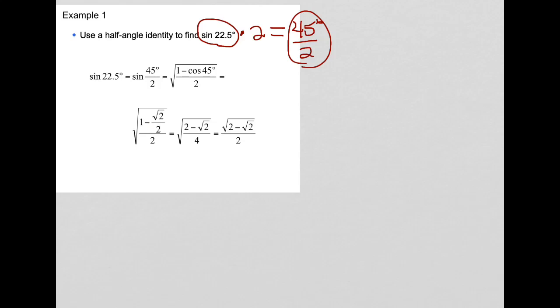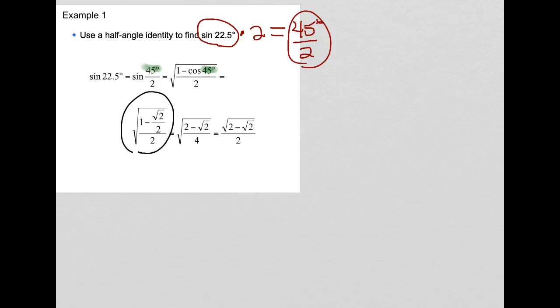Note how we set this up. I write sine of 22.5 as sine of 45 degrees divided by 2. 45 is the x from my equation, not the 22.5, but the 45 degrees. So I rewrite this as square root of 1 minus cosine of 45 degrees over 2. I substitute the value of cosine of 45 degrees, which is square root of 2 over 2, into my equation for my next step. And that's what they've done here, right here in this step.